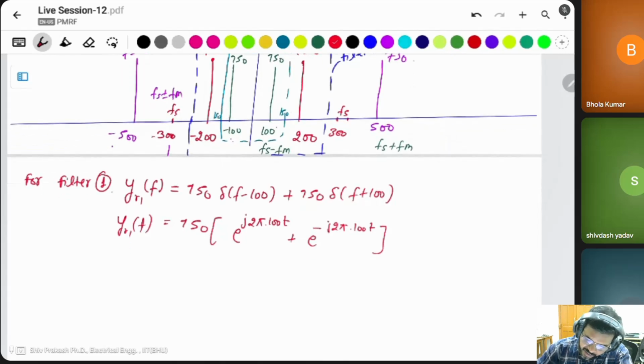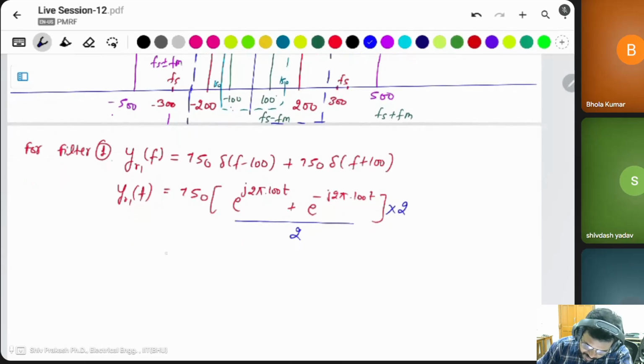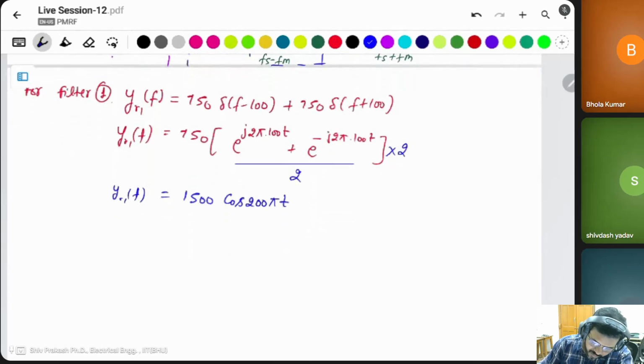You can multiply and divide by 2 into multiply by 2, then y_r1 750 into 2 is equal to 1500. This will be e power j theta plus e power minus j theta divided by 2, it will be cos of 2 theta, 200 pi t. This is 200t. Filter 1 output.